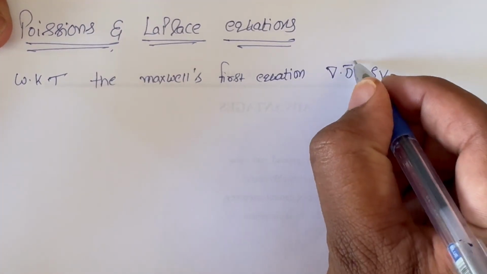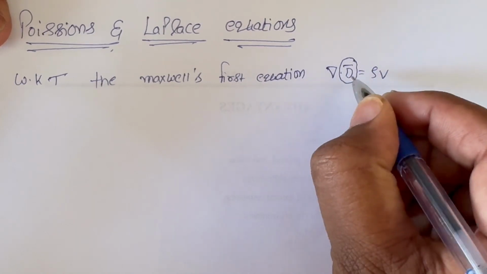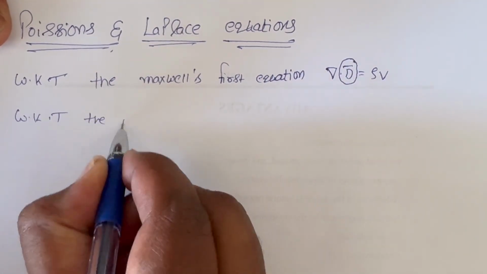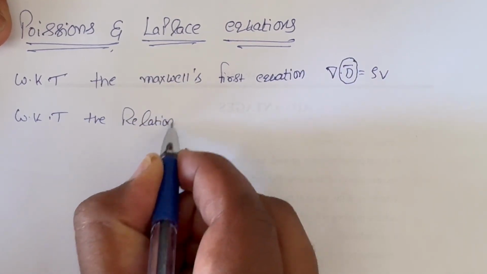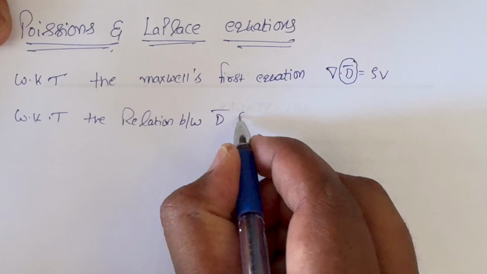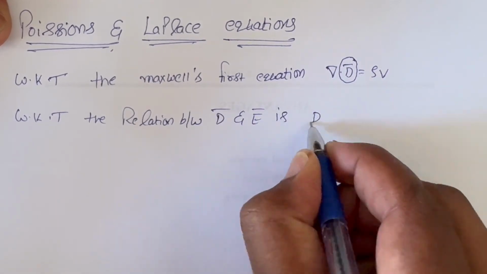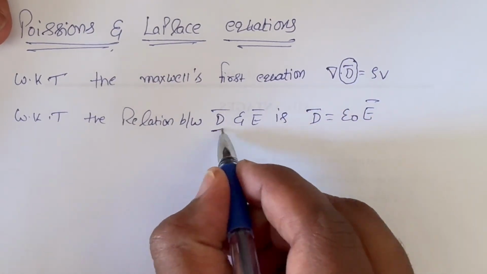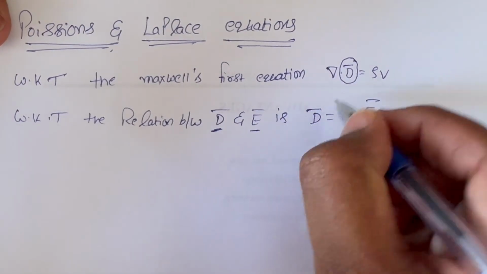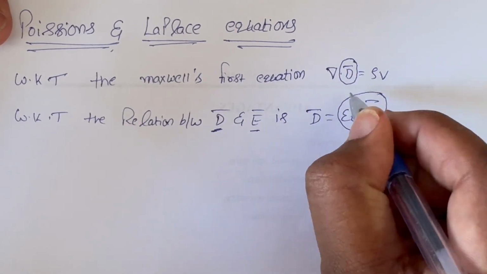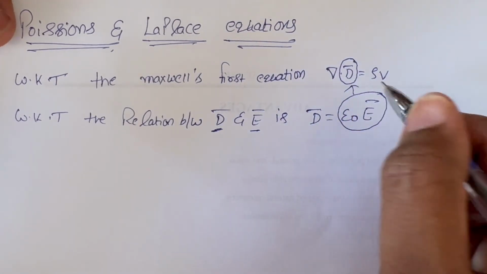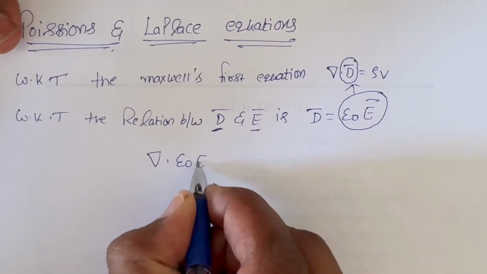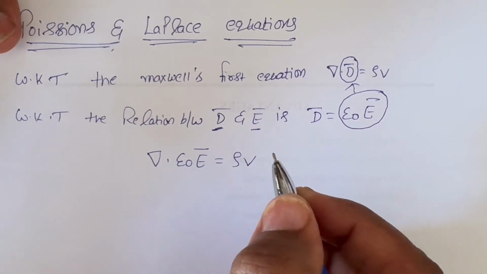Here we are substituting one simple formula at D bar. That is, we know the relation between D bar and E bar is D bar equal to epsilon naught E bar. It is the relation between D bar and E bar. Now I am substituting this value here. Then it will become del dot epsilon naught E bar is equal to rho v.